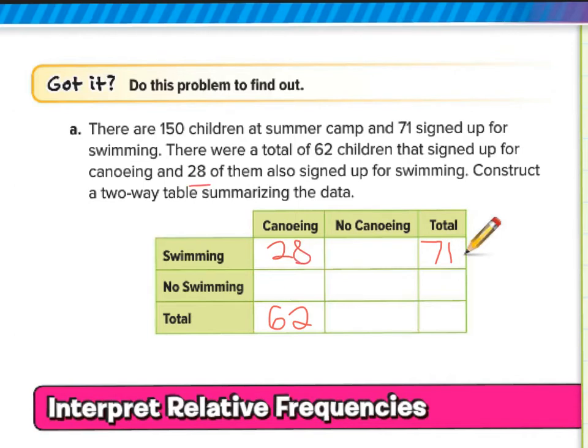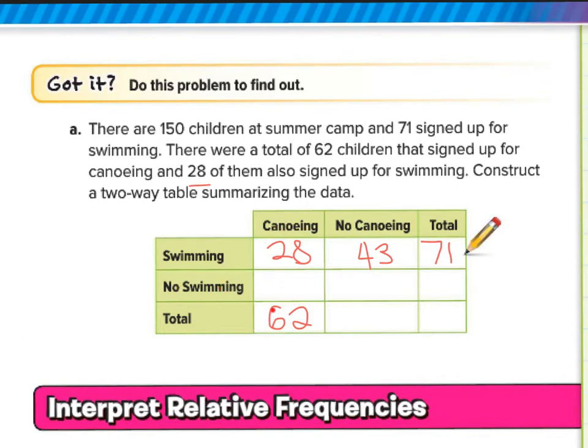So now we have to figure out the other numbers. Here we have to find the difference. Of the ones that signed up for swimming, 71 of them, how many did not sign up for canoeing? We have to find the difference between 71 and 28, right? So you take your 71 and you subtract 28. And I get 43. So 43 of them signed up for swimming but not canoeing. Then we continue on and understand when we move down the column, because we have another total here of 62, that 28 of them signed up for canoeing and swimming. What about the ones that signed up for canoeing but not swimming?